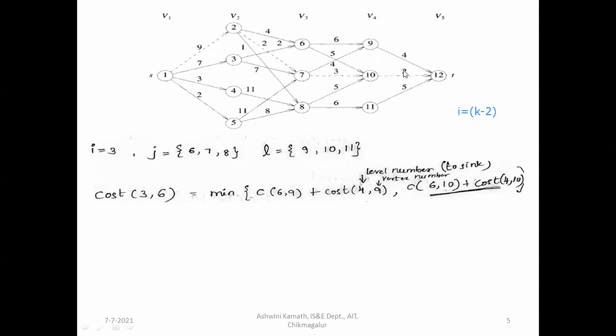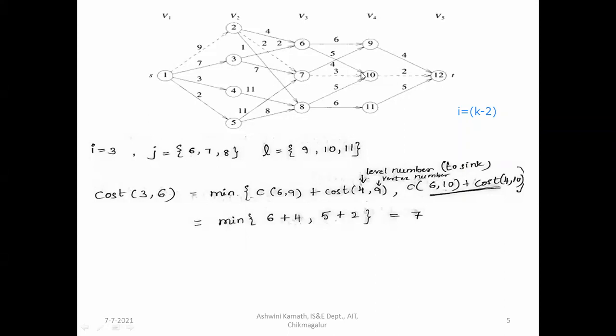Okay, from vertex 10 to the sink node. This is vertex 9 to the sink node. Okay, so that value is minimum of 6 plus 4, 5 plus 2. I hope you are getting. If you have any doubts, you can ask me. Do you have any doubts?